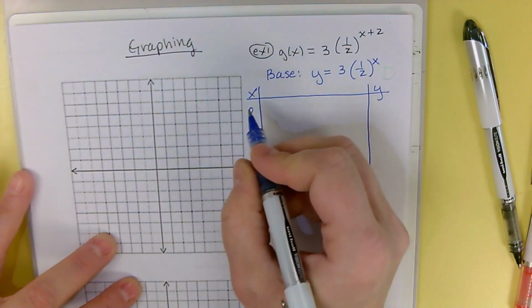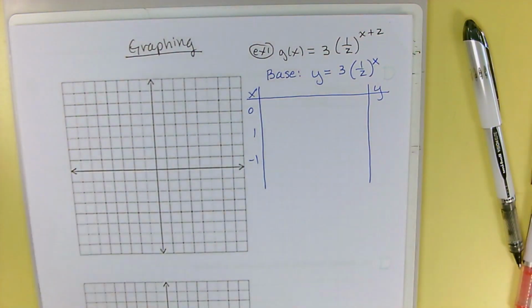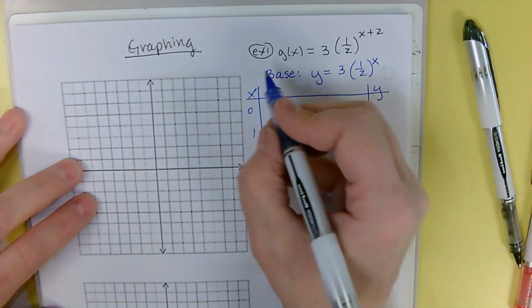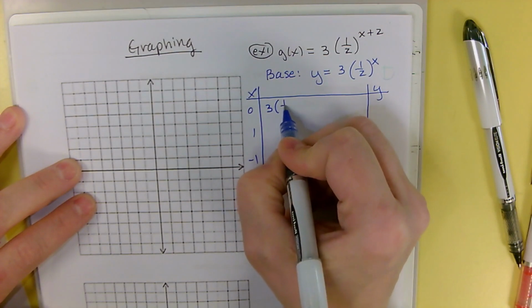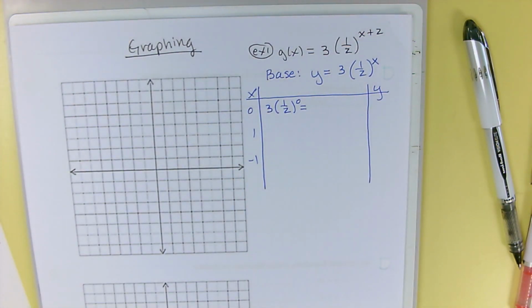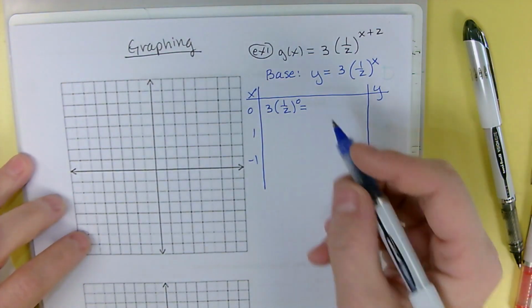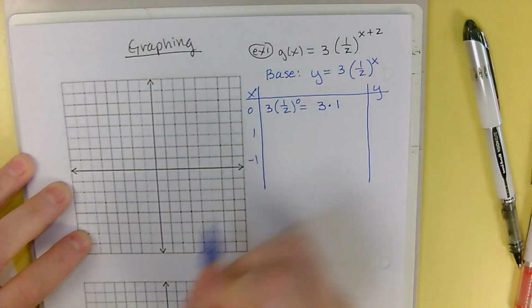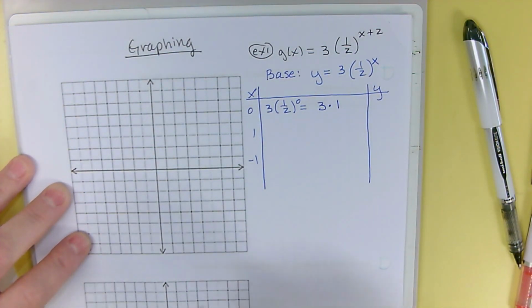So we're going to do 0, 1, and -1, which is pretty much the same you're going to do for all of these. All right, so let's do 0. So I have 3 times 1/2 to the 0. Do the exponent first. Anything to the 0 power is 1. So 3 times 1, and then you always multiply second. 3 times 1 is 3.